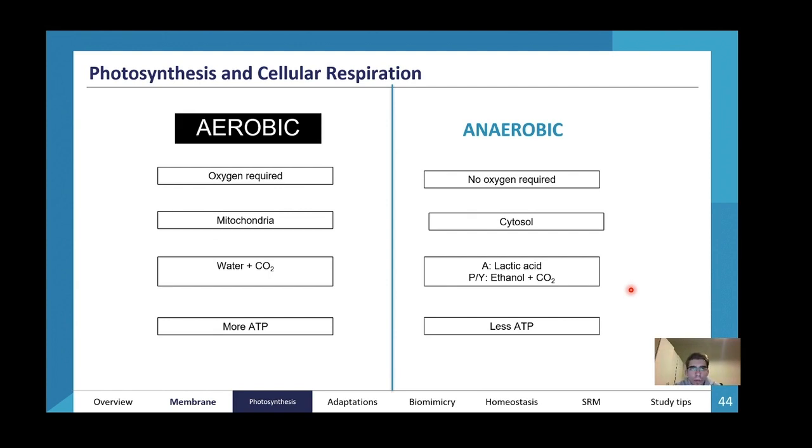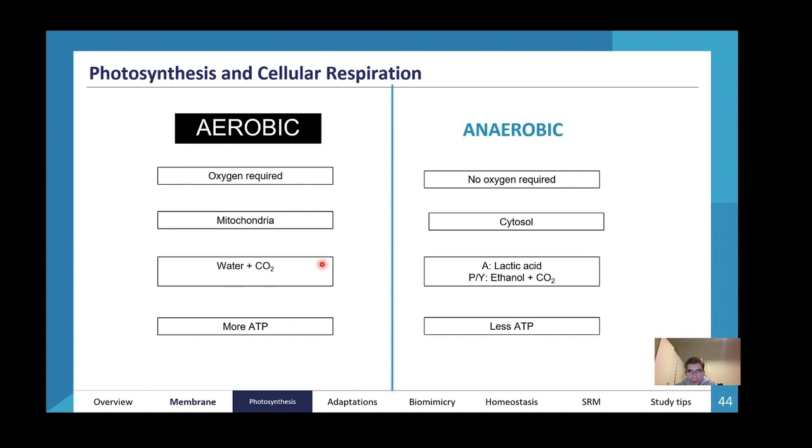Now, for aerobic respiration to occur, it requires oxygen to be present. It requires a combination of water and carbon dioxide, and it results in more ATP being formed. Water and carbon dioxide are the actual outputs.